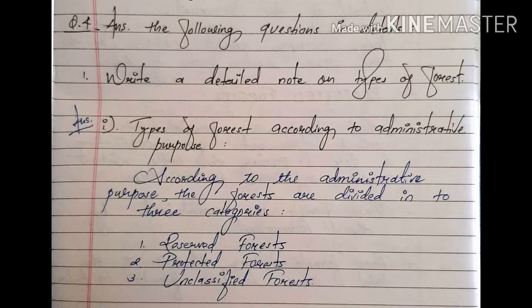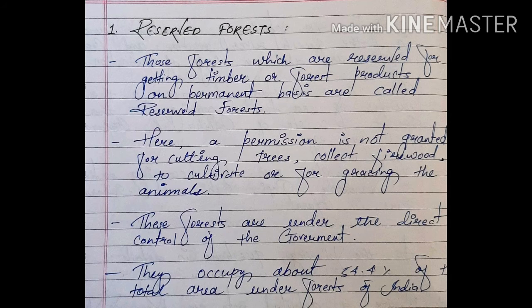Now starting with question number 4 of chapter 9, and the first question is, write a detailed note on types of forest. As you know, there are two types of forest, and the first one is types of forest according to administrative purpose. The answer is, according to the administrative purpose the forests are divided into three categories: reserve forest, protected forest and the third one is unclassified forest.